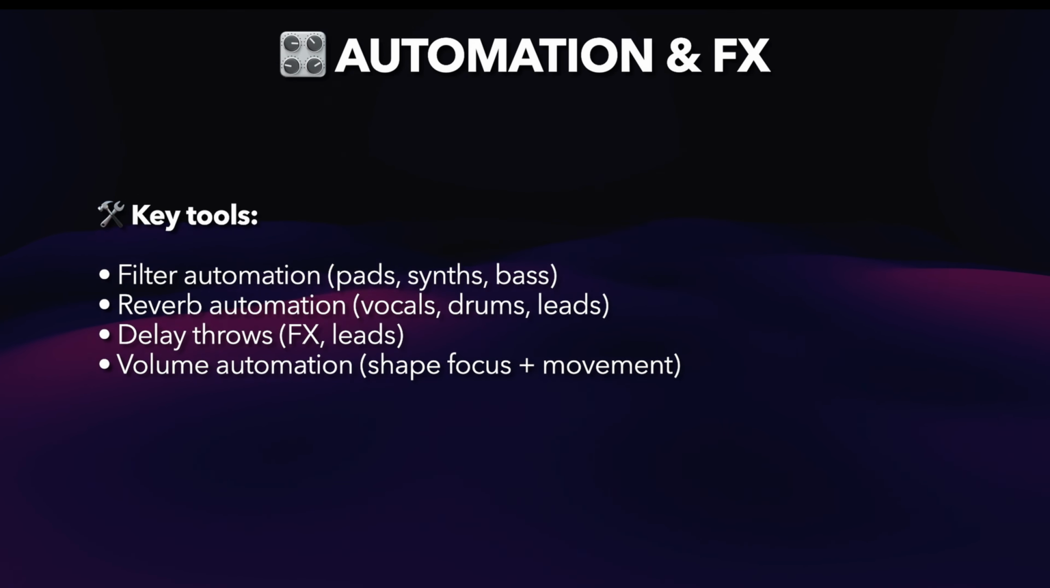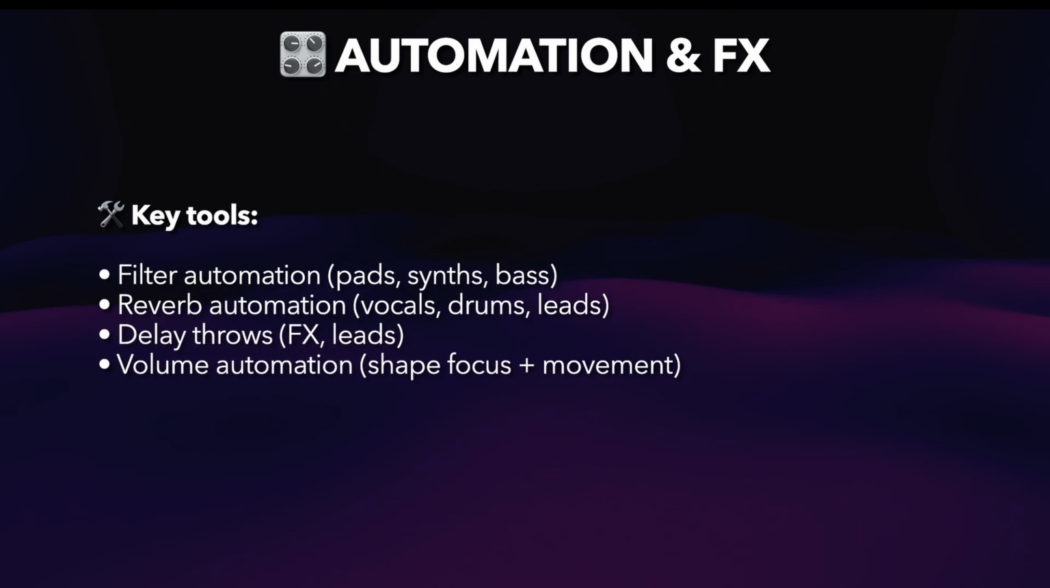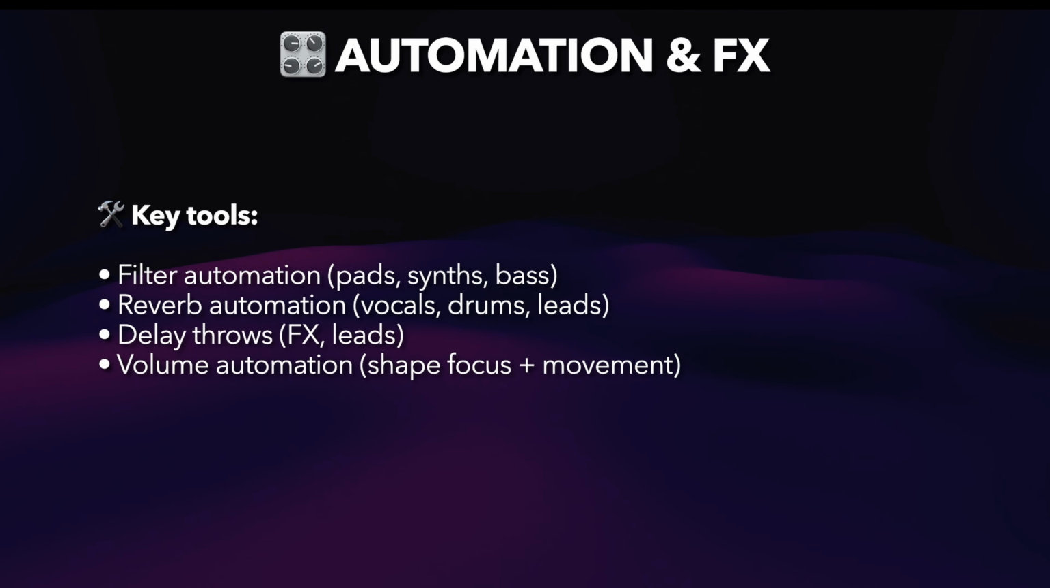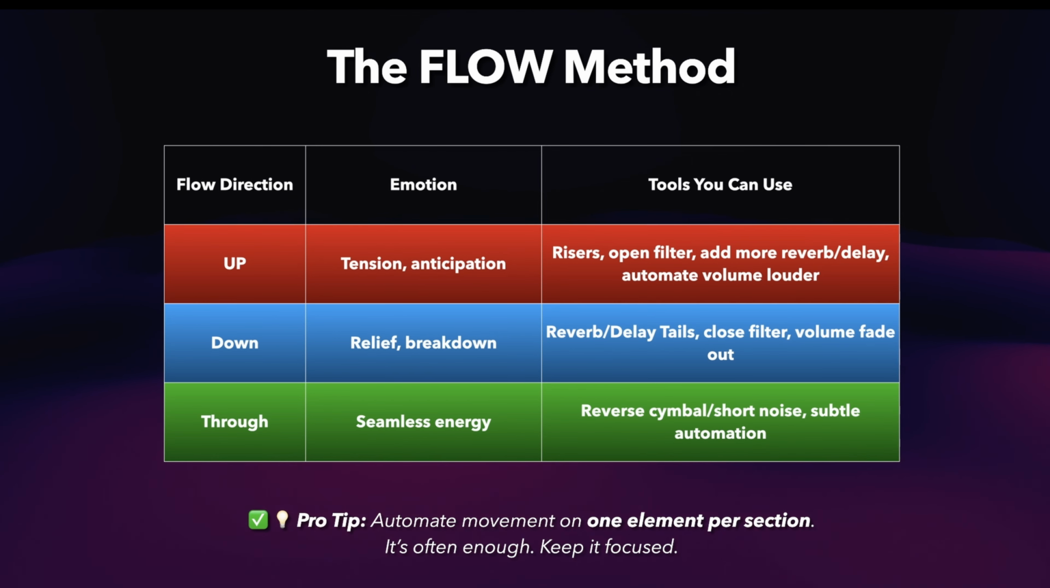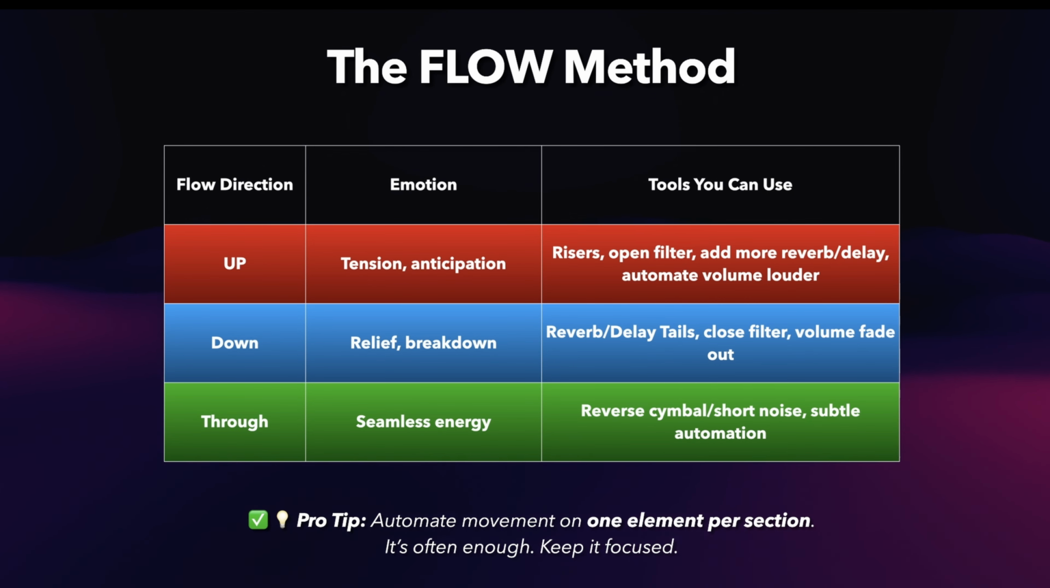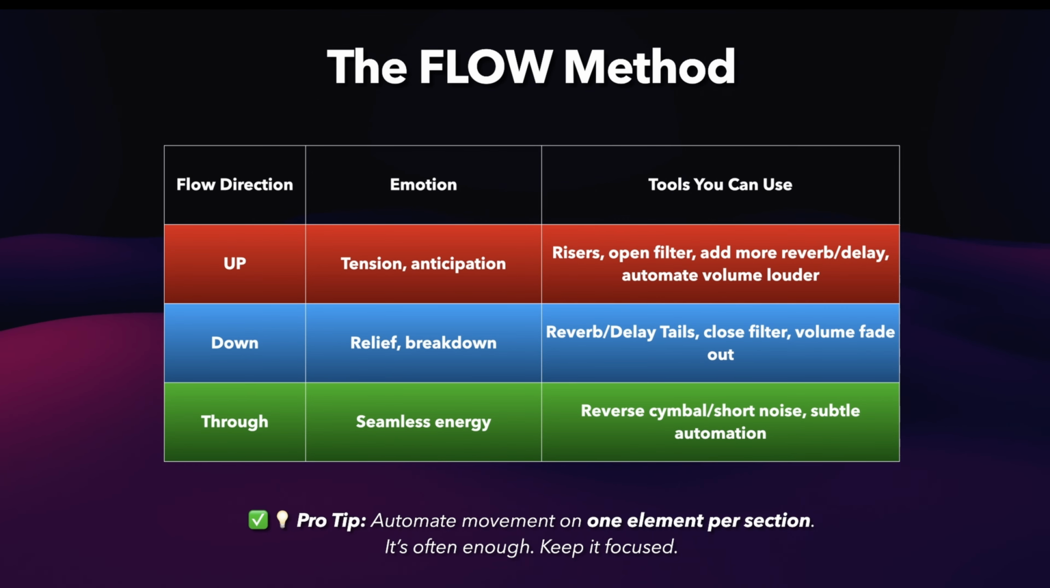Here are the key tools: filter automation on pads, synth, and bass, reverb automation on vocals, drums, and leads, delay throws on FX and leads, and volume automation to shape focus and movement. Let's break down the flow method. So for the flow direction up, the emotion is tension and anticipation, and you can use rises, open filter on sounds, add more reverb or delay, automate volume louder, and so on.